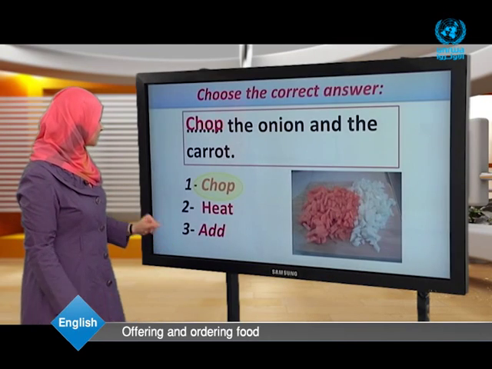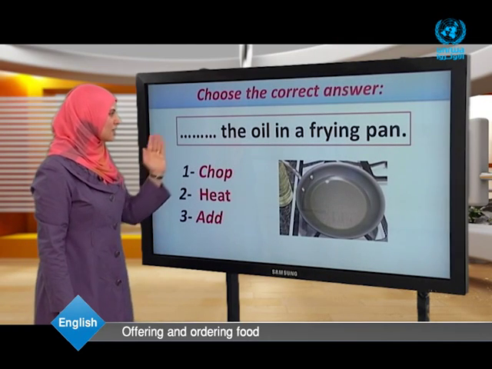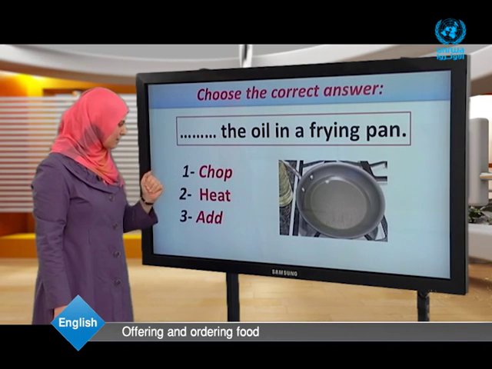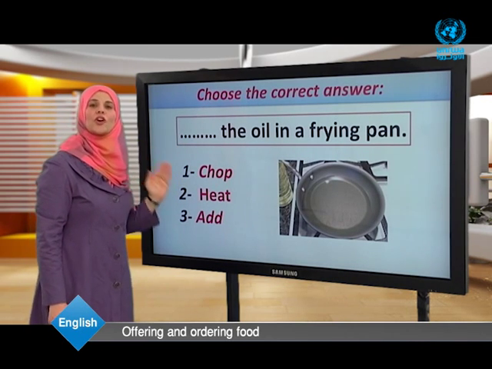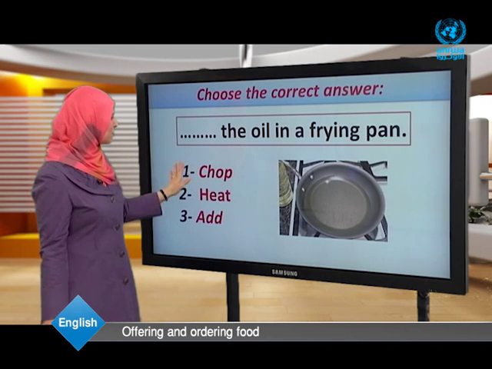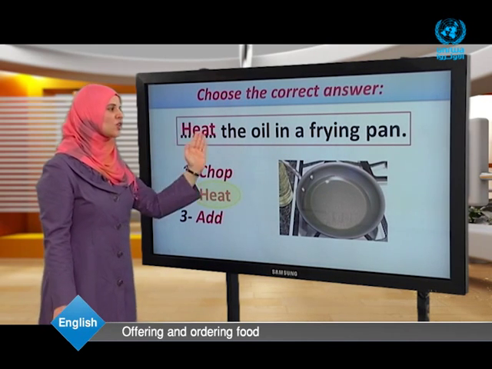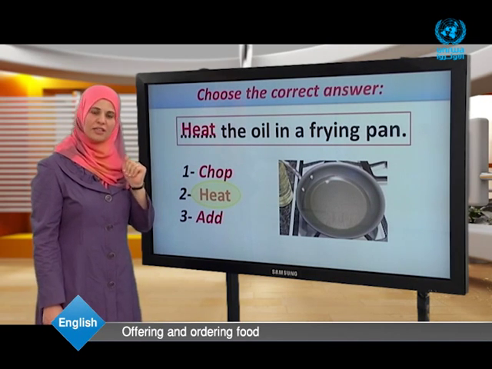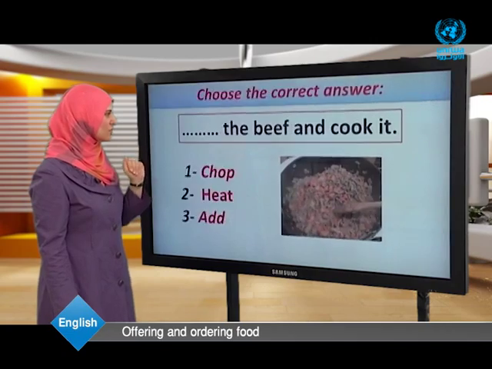Let's continue. Look, dear students, the oil in a frying pan. Chop the oil in a frying pan, heat the oil in a frying pan, or add the oil in a frying pan. Choose your verb. Thank you very much. The answer is heat the oil in a frying pan. Very good you are. Let's continue.